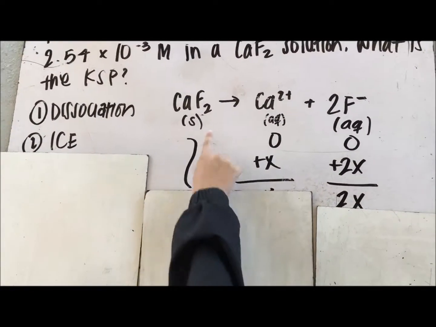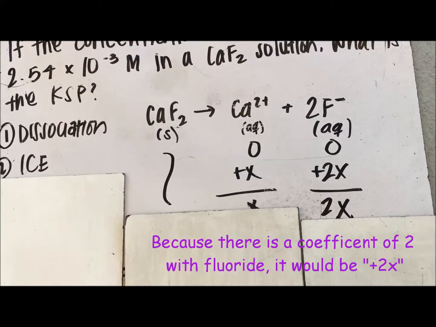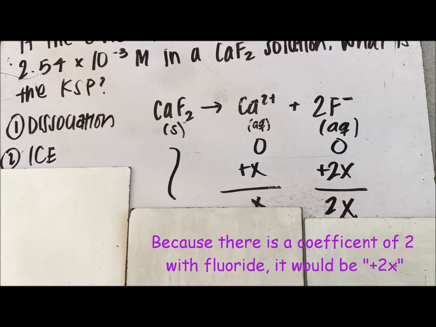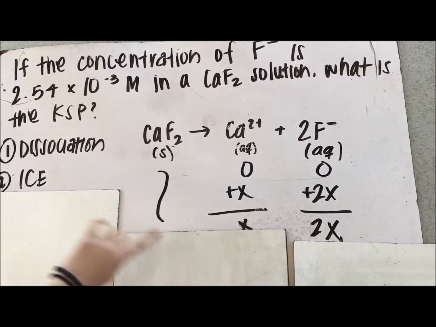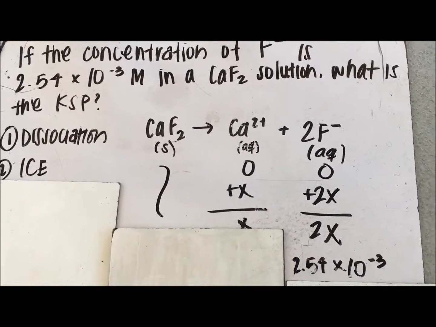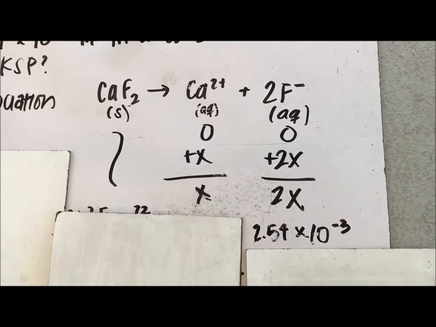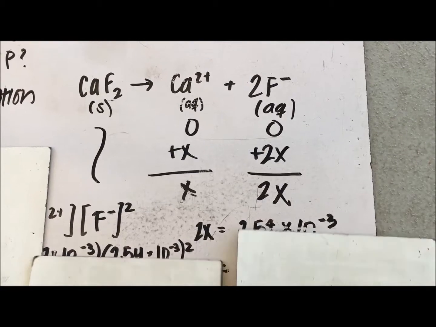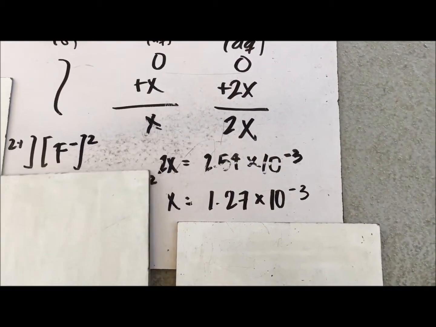Since calcium fluoride is a solid, it doesn't react in the reaction, or it doesn't count. And so you only write out the aqueous, and the aqueous for the fluoride is given, which is 2.54 times 10 to the negative 3. And since it's 2x, when you divide it by 2, it should be 1.27 times 10 to the negative 3.